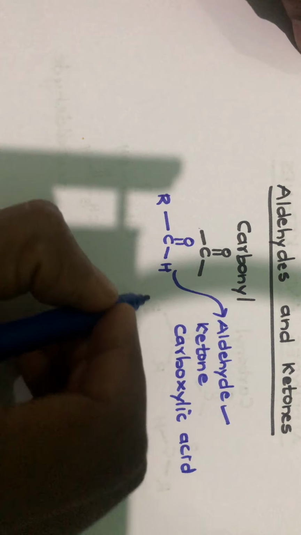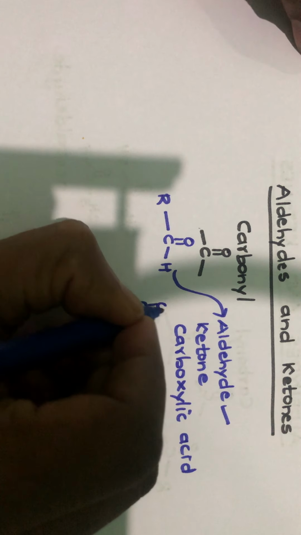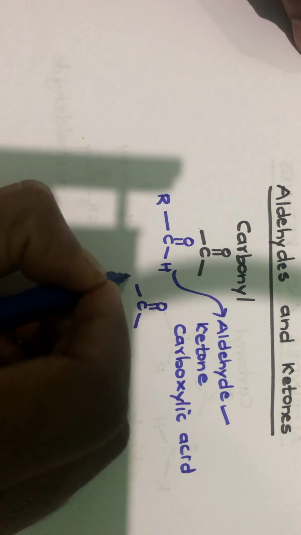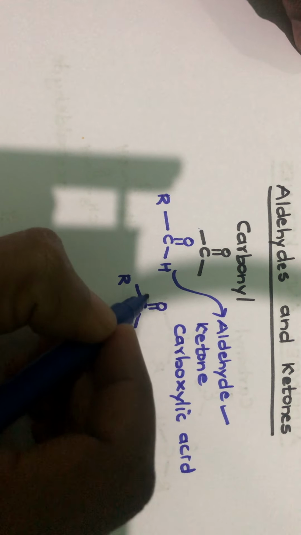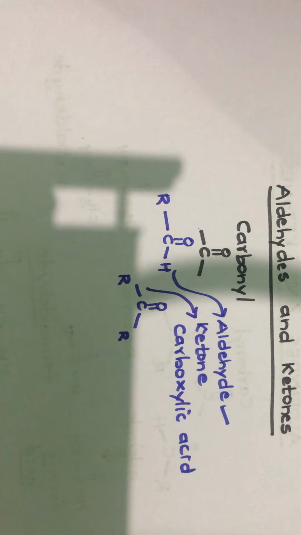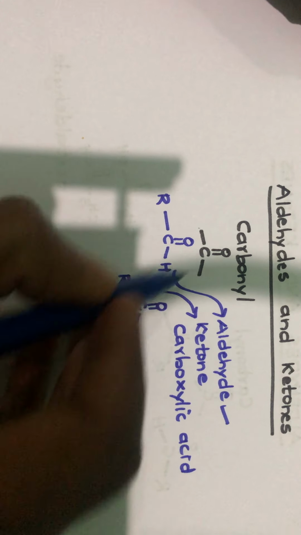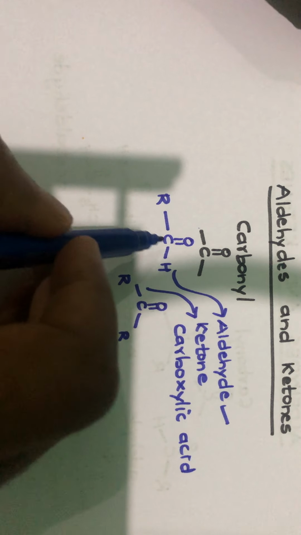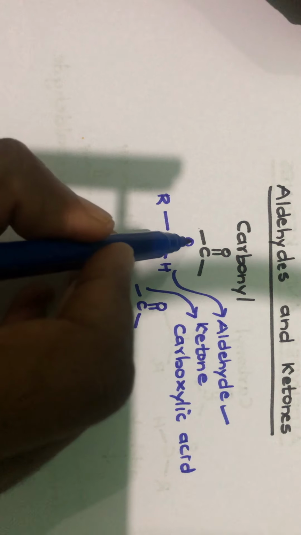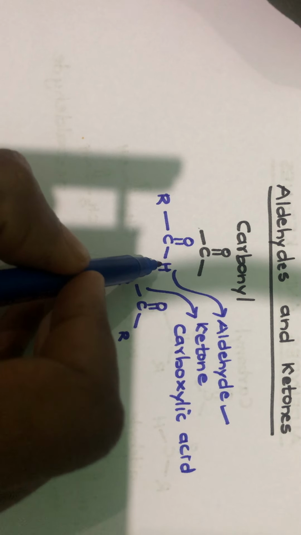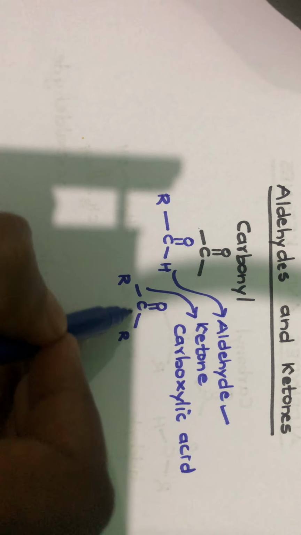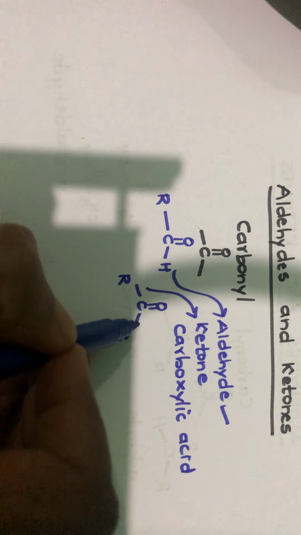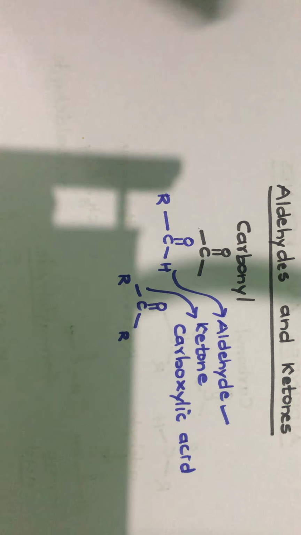If both the groups attached are alkyl groups, then we call them ketones. So aldehydes and ketones are carbonyl compounds because they contain a carbonyl group. The difference is in aldehydes, the C double bond O group is directly linked to hydrogen, whereas in ketones, both the groups attached to the carbonyl carbon are either aryl or alkyl groups, or one is alkyl and one may be an aryl also.